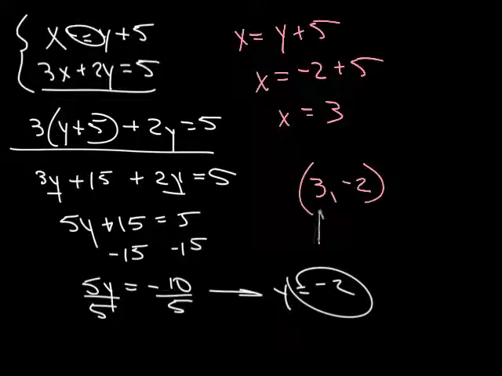I'm just going to put them in parentheses. The first one always represents the x, the second one always represents the y. So I don't have to say x is 3, y is negative 2. I can just list them as 3, negative 2, and you will know the first one's x and the last one is y.